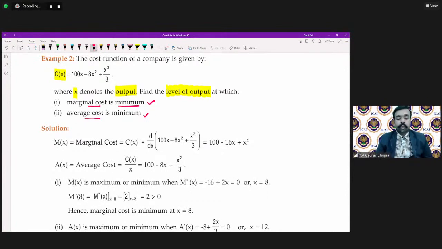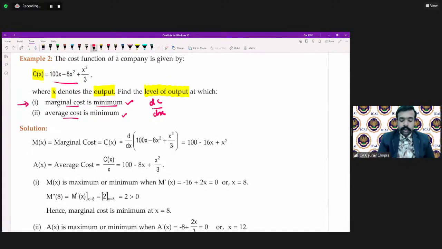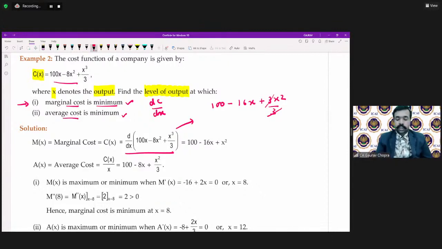So in the first step, what will we do? Whenever we are talking about the marginal cost, we have to take the derivative of cost with respect to x, that is the quantity, the output. So we will find the derivative of the cost function. dy/dx of this cost function gives 100 - 16x + 3x²/3. The 3 will get cancelled. So this is basically the marginal cost function, marginal cost.